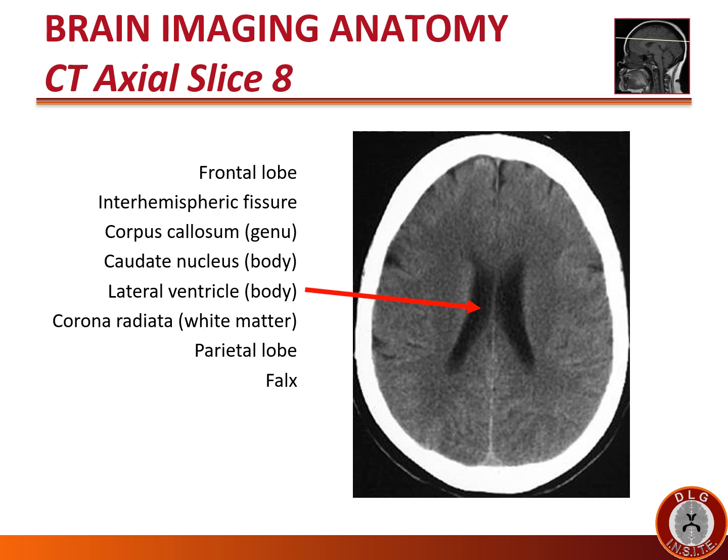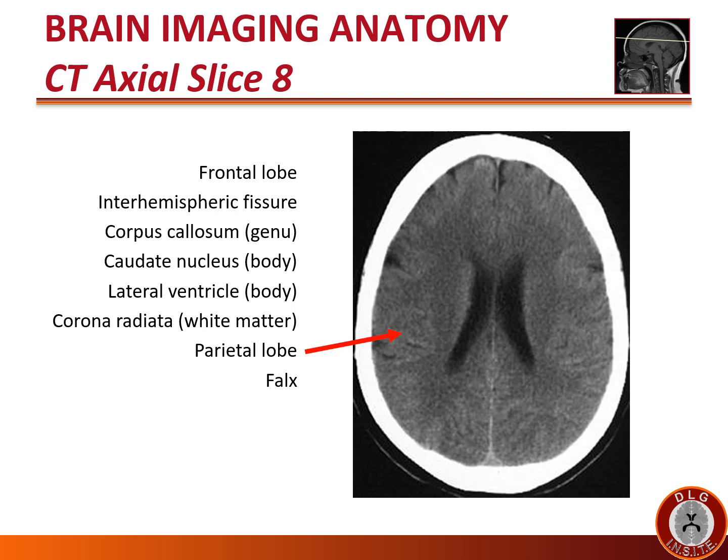We now are at the top of the lateral ventricle bodies. As long as we still see the bodies of the lateral ventricle, the deep white matter is called the corona radiata.